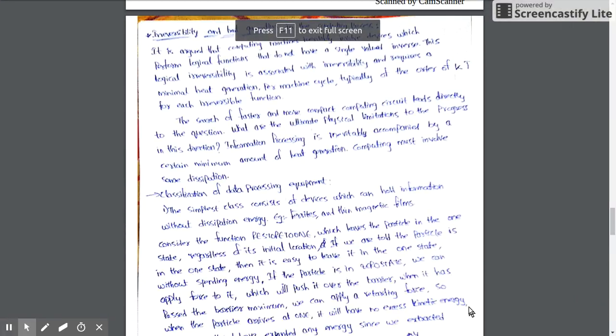Now we talk about irreversibility and heat generation in the computing process. It is argued that computing machines inevitably involve devices which perform logical functions that do not have a single valued inverse. This logical irreversibility is associated with physical irreversibility and requires a minimal heat generation per machine cycle, typically of the order of kT for each irreversible function.